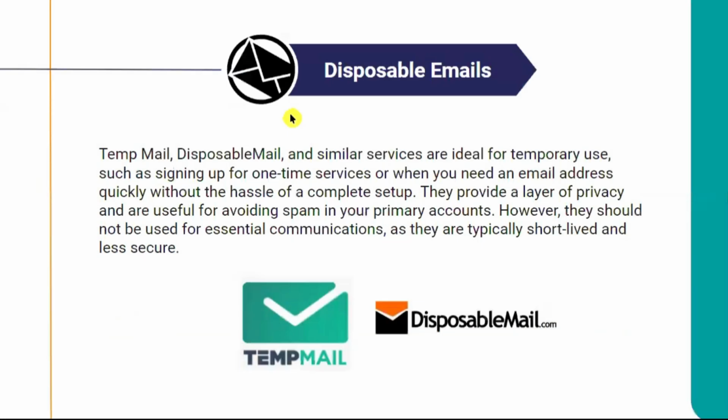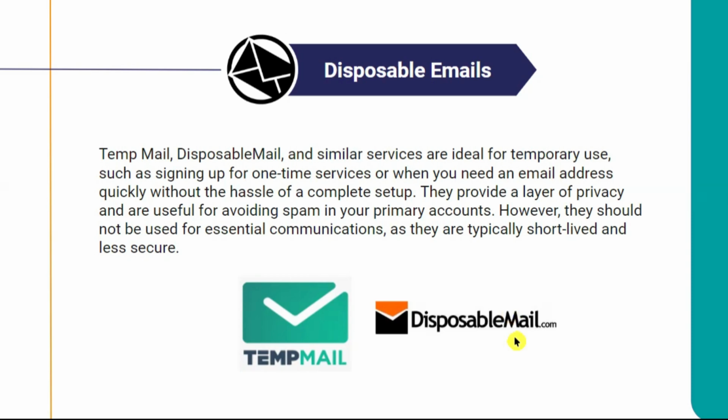And here we have another tip for when you are trying to use temporary services. It's called disposable emails. Examples of this would be Temp Mail or disposablemail.com. These services are ideal for temporary use, such as signing up for one-time services. So for example, if you are trying to use a streaming platform such as Tubi, in which case you will need an email to get the best out of the application, you can use a disposable email just to sign up for that, just as an example.